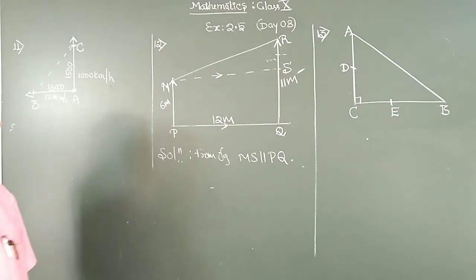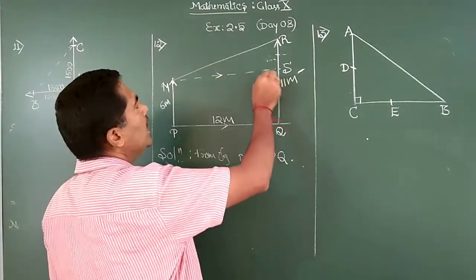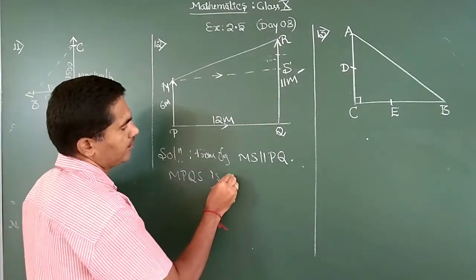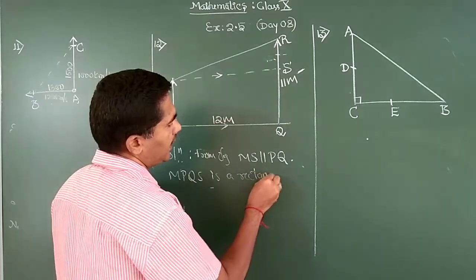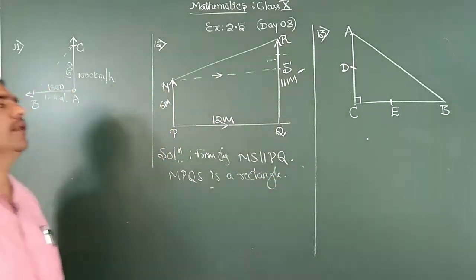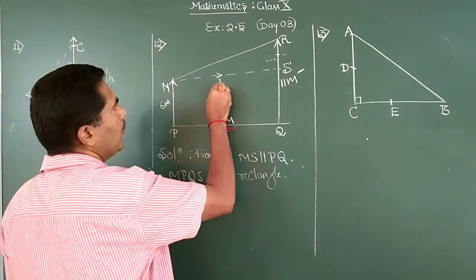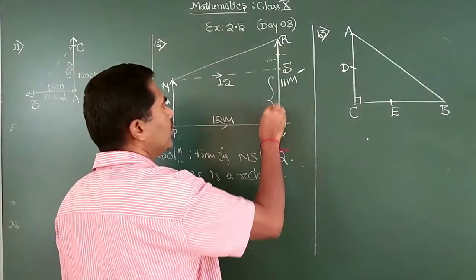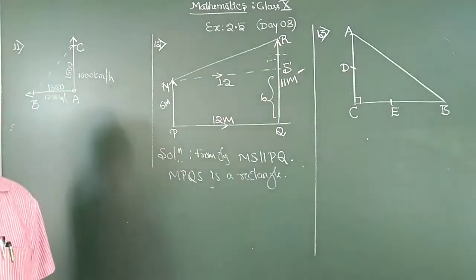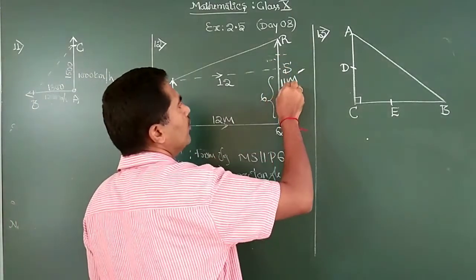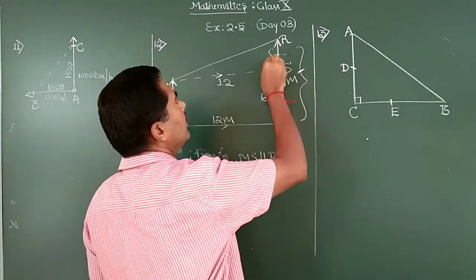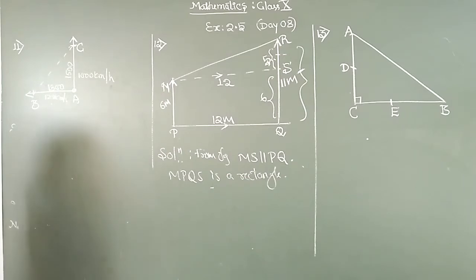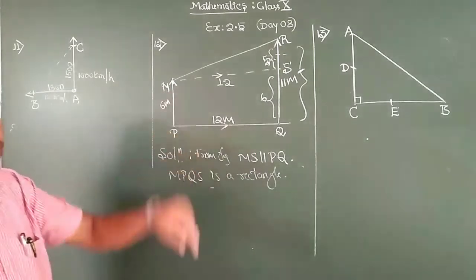Now just imagine you have got MPQS is a rectangle. When MPQS is a rectangle, opposite sides are equal and parallel. So that means MS equals 12. What about QS? QS becomes 6. Then what is the length of RS? RS in total is 11. RS is 11 minus 6, that is 5. It is in meters. So RS is 5 meters, MS is 12 meters.